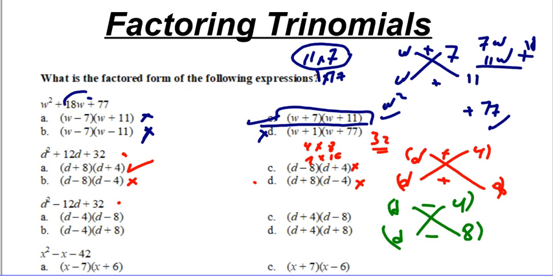Now try to find the middle term by using cross. D multiply negative 8 equal negative 8D, and 4 multiply negative D, negative 4D. Add them, it will be negative 12D. This is the middle term, so this is correct. It will be D minus 4 and D minus 8. This is correct.